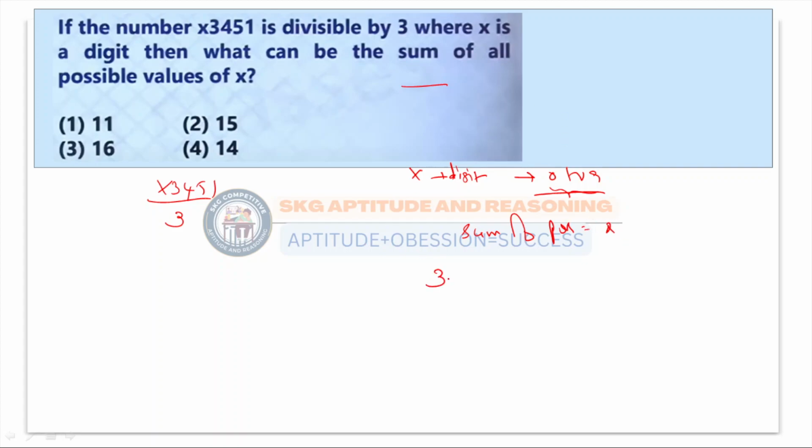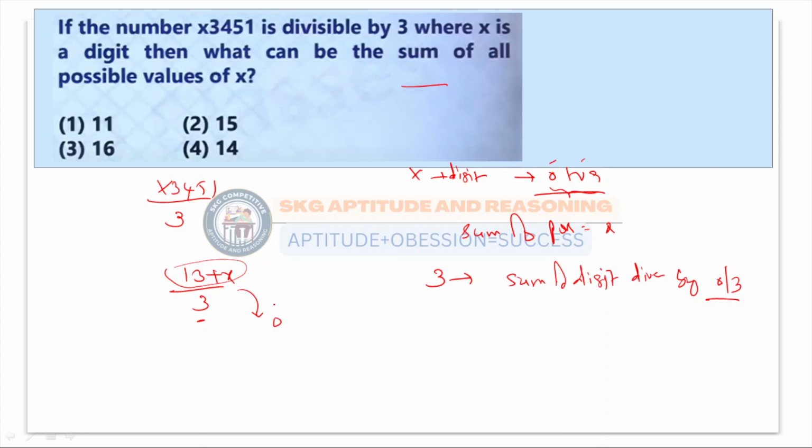When is a number divisible by 3? If the sum of its digits is divisible by 3. If we add all these digits, it will be 13 plus x, which must be divisible by 3. So we need to find the value of x here, such that 13 plus x is exactly divisible by 3. Accordingly, we need to take the values from 0 to 9.